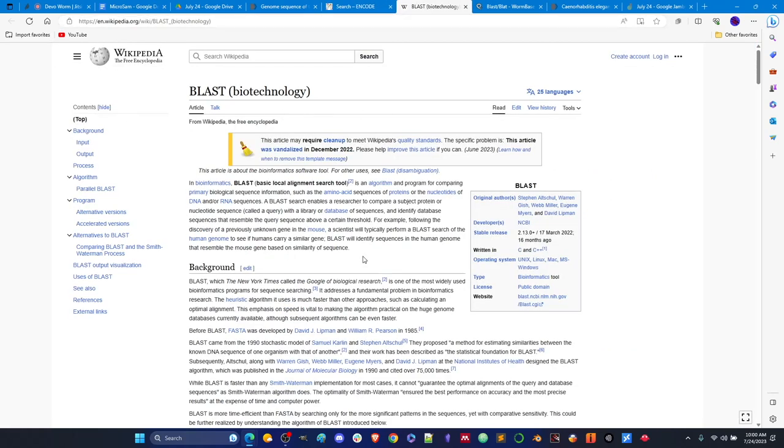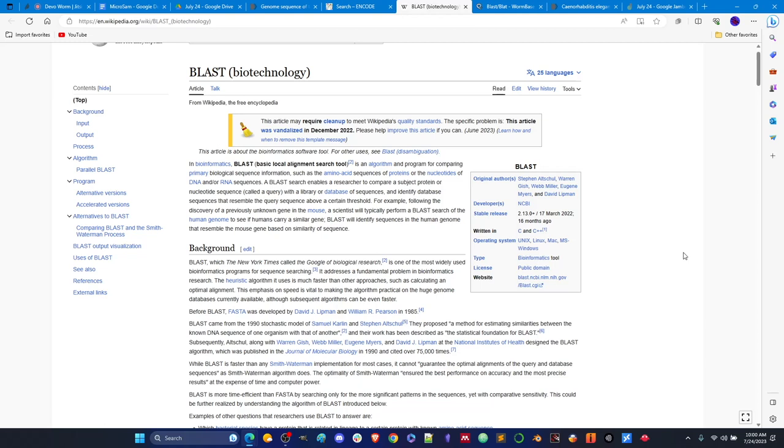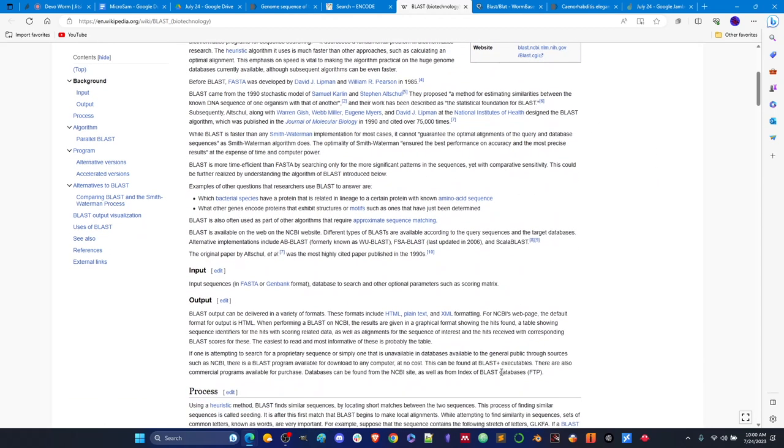This is BLAST, of course. This is the Wikipedia stub for BLAST. I don't know how much I need to go through this for people, but basically, this is the origins of BLAST. We're trying to find a way to compare DNA sequences and make this comparison between similar DNA sequences. So this has been around a long time.